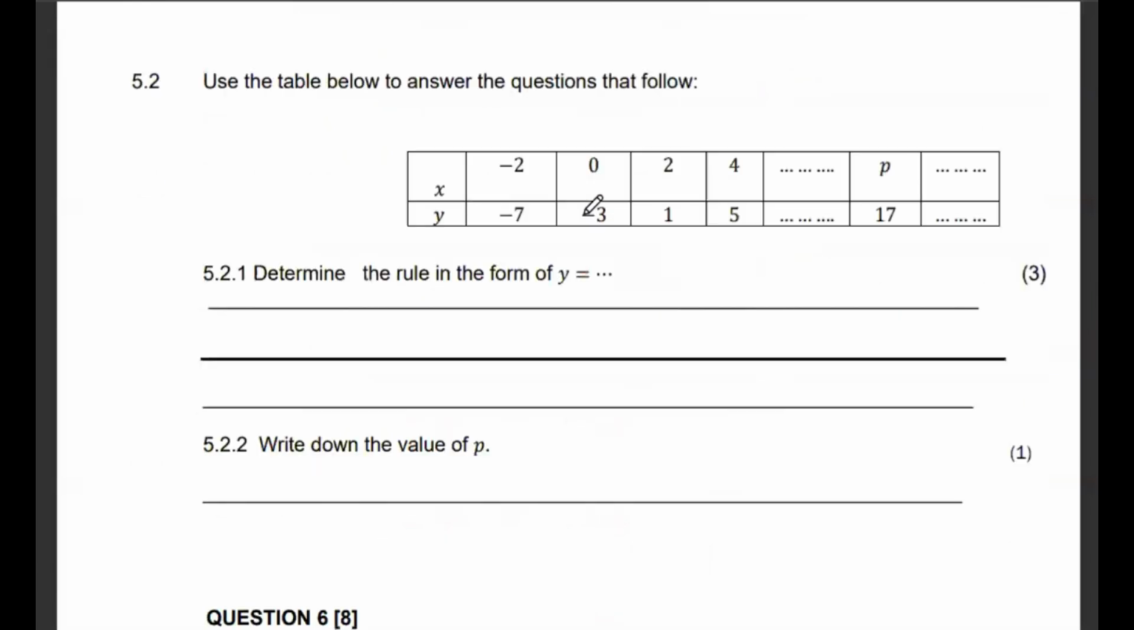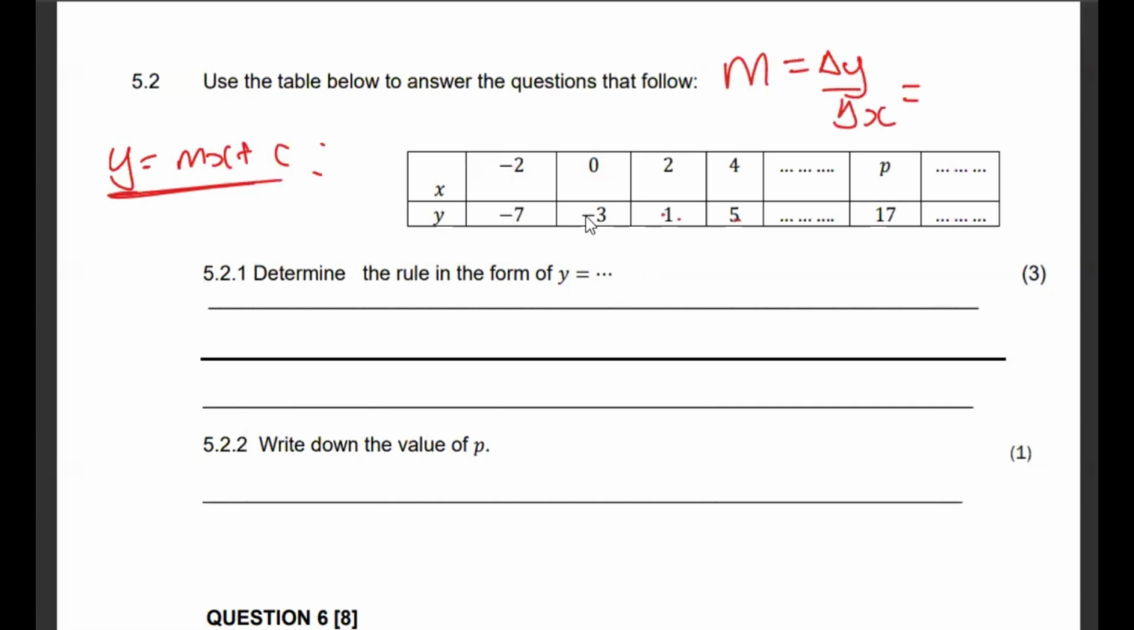Then question number 5.2, we have this table. They want us to get the rule. The rule is more like the equation. So when you're getting the equation, let's start with the gradient because we know that the equation of the table will be mx plus c, where m is the gradient. So I'll say that my m is change in y over change in x. If I use these 2 points, it's going to be 5 minus 1 over 4 minus 2. That becomes 4/2, and the gradient is 2. So y is going to be 2x. My y-intercept is when x is 0, so this point here is -3.